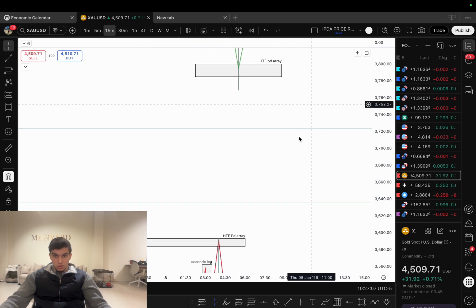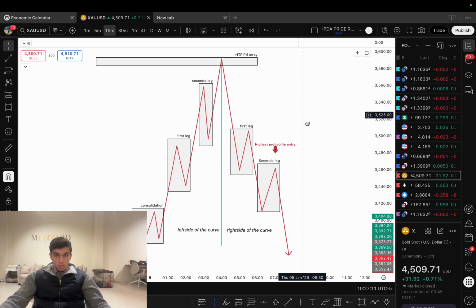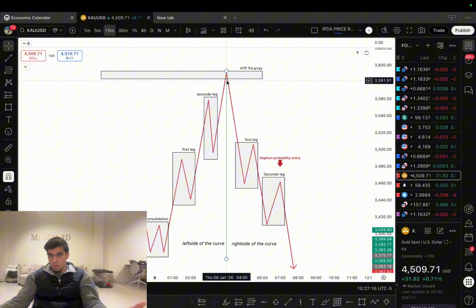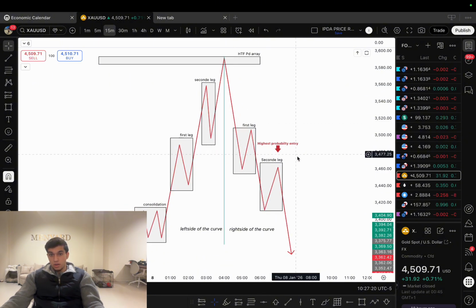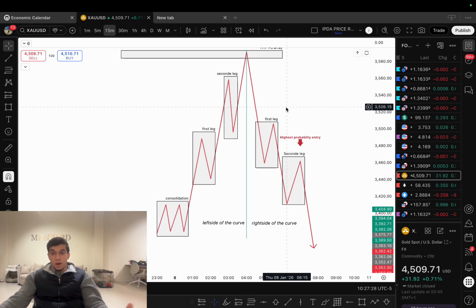The same applies to the market maker sell model, but just the other way around. Consolidation, first leg, second leg, high time frame PDRA, and premium array, of course. First leg, second leg, and go lower. Also, the highest probability entry is on the second leg. Of course, you can use the first leg also, even the left side of the curve, but the right side of the curve has the best entries for the most win rate. Let me show you guys in the charts a little bit about it.